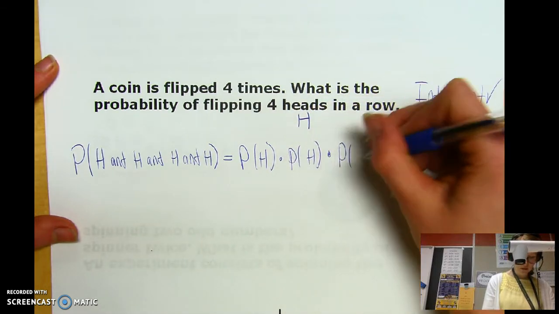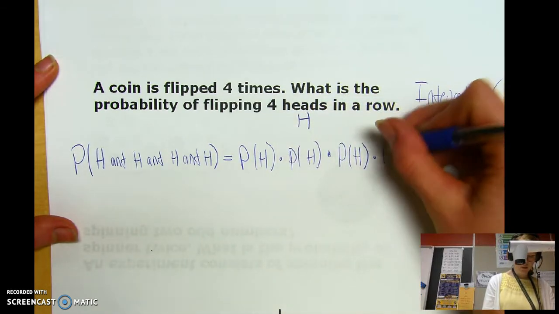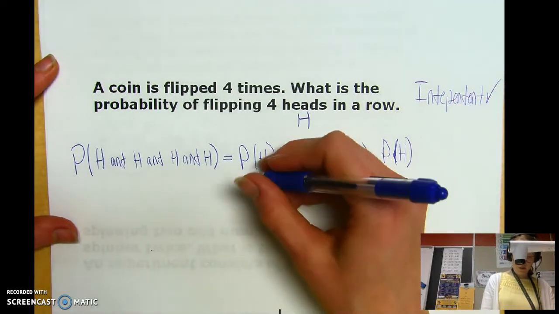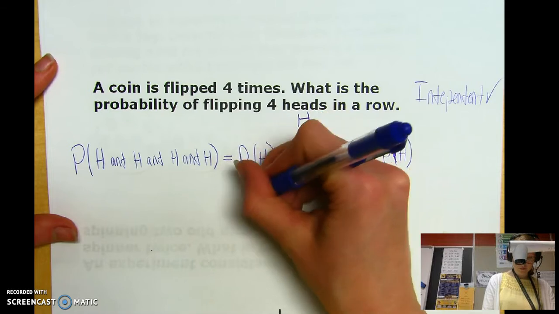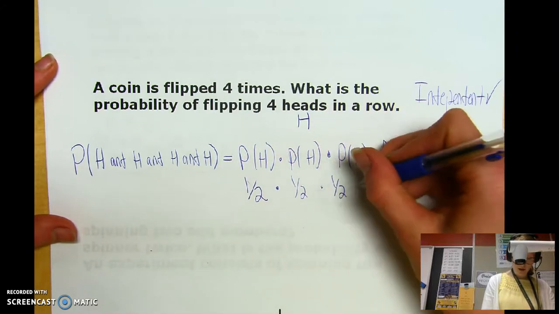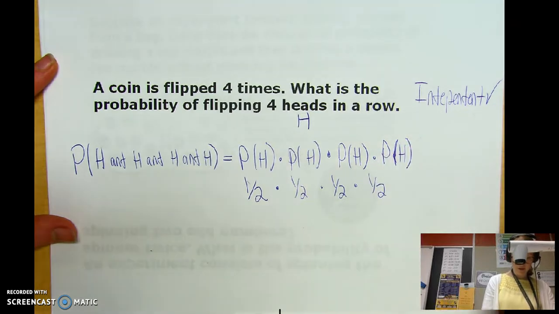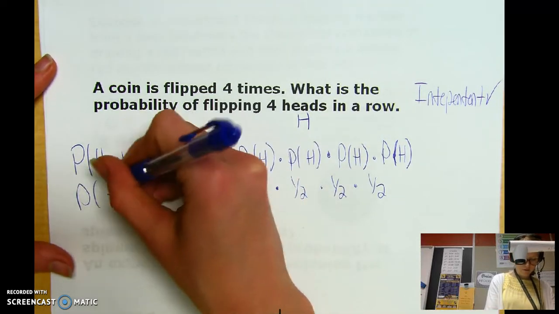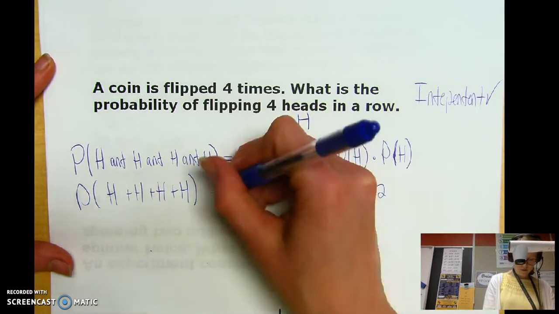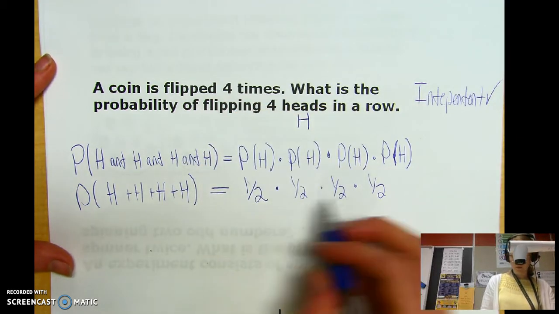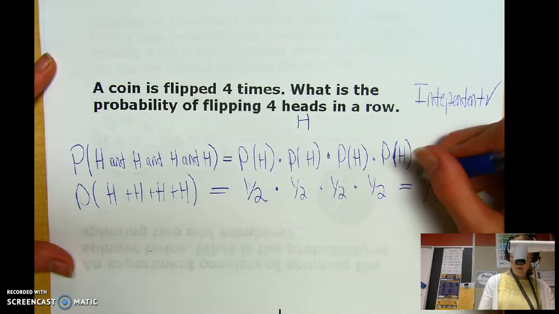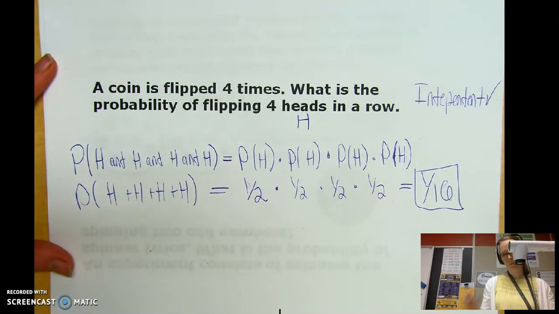This looks like a lot to write down, but it is important that you know what this notation means. Theoretically speaking, the probability of flipping heads is 1/2. So I'm going to be multiplying 1/2 times 1/2 times 1/2 times 1/2. 1/2 times 1/2 is 1/4, 1/8, 1/16, for my final answer.